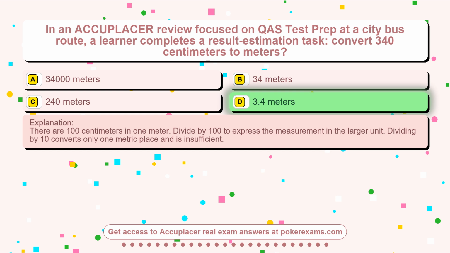There are 100 centimeters in 1 meter. Divide by 100 to express the measurement in the larger unit. Dividing by 10 converts only 1 metric place and is insufficient.